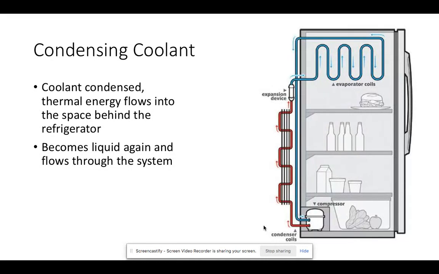The coolant is condensed and your thermal energy flows into the space behind the refrigerator, where it becomes liquid again and flows through the system. That liquid, or Freon we call it, in our refrigerator is what pulls the heat out of the refrigerator and keeps it cool.